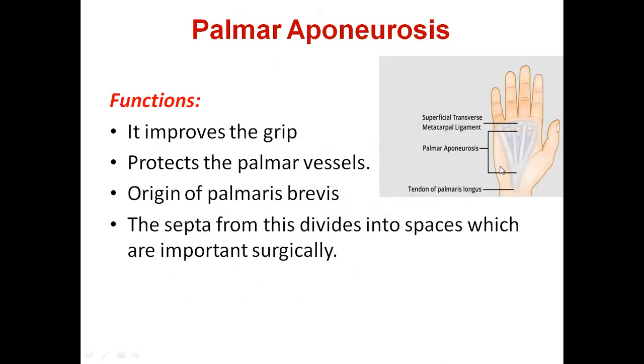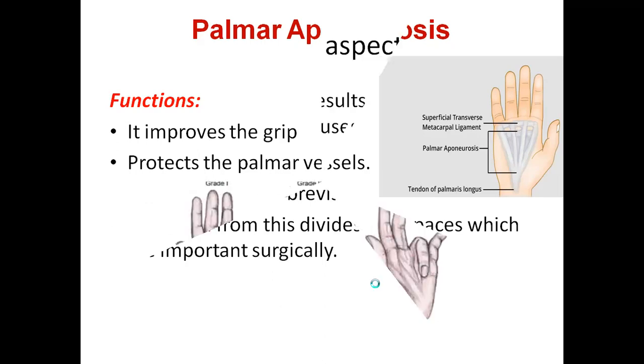It is also giving origin to one small muscle in the hypothenar area, that is palmaris brevis. And of course, I told you from the medial end, from the intermediate area, and from the lateral end, we have septae which are moving deeper from the deeper aspect of the palmar aponeurosis, moving towards the first, third, and the fifth metacarpal bone, dividing the palm into certain surgical spaces, free spaces, which we will study as we move towards the next lecture, that is spaces of palm.